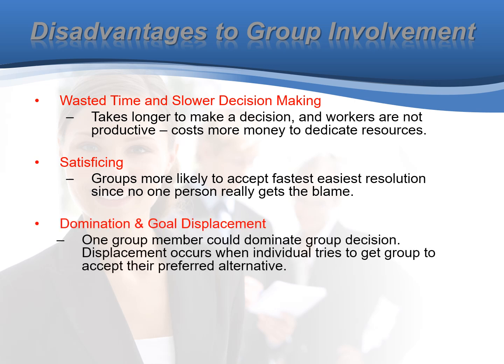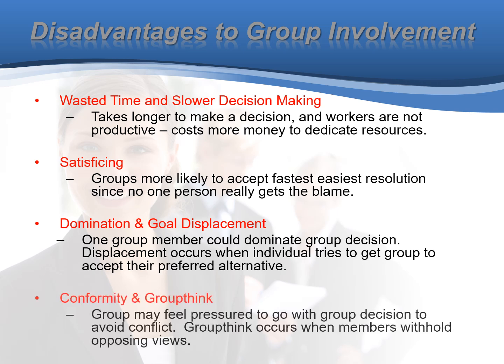Domination and goal displacement. One group member could dominate a group decision, and displacement occurs when individuals try to get the group to accept their preferred alternative. And then, as we mentioned, conformity and groupthink. Group members may feel pressured to go with the group decision to avoid conflict. Groupthink occurs when members withhold opposing views.